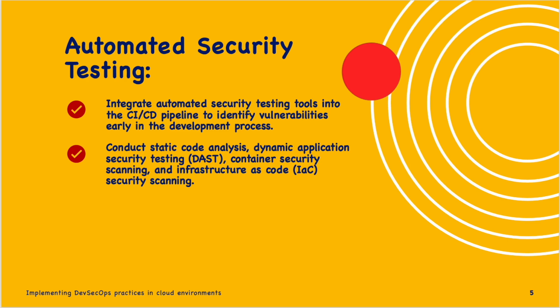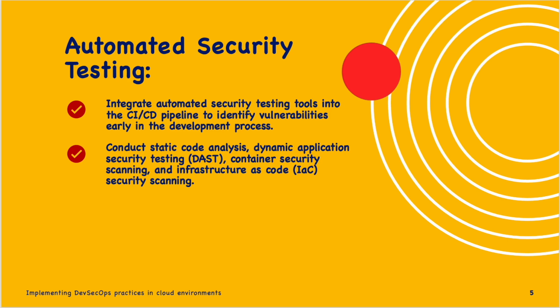Similarly, we can do dynamic application security testing. This is to test running applications for security vulnerabilities by sending malicious requests and analyzing responses. For this, we can use tools like OWASP ZAP, Burp Suite, and Qualys Web Application Scanning, and that can be integrated with the CI/CD pipeline for automated dynamic application security testing as well.